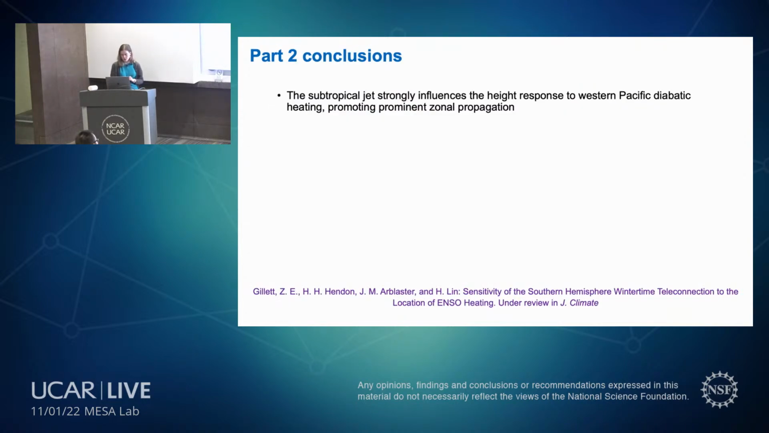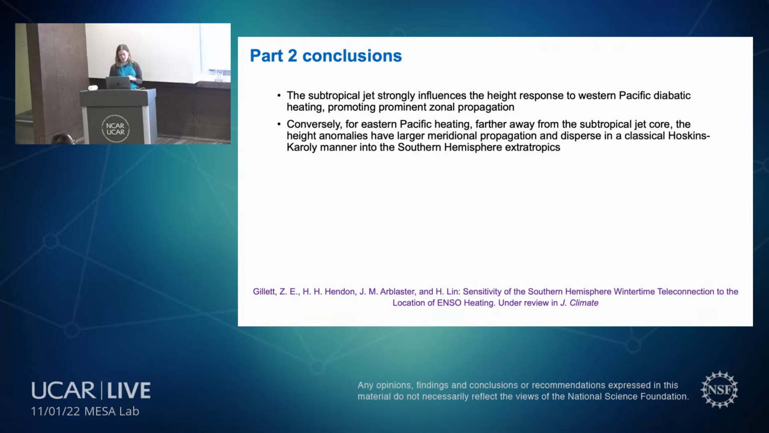So just to conclude this final part of my talk, we show that the subtropical jet strongly influences the height response to Western Pacific heating. So this causes this prominent zonal and circumglobal propagation. Whereas for heating in the Eastern Pacific, these anomalies have more meridional propagation because they're further away from the subtropical jet core, and they just disperse in this classical Hoskins and Karoly manner.